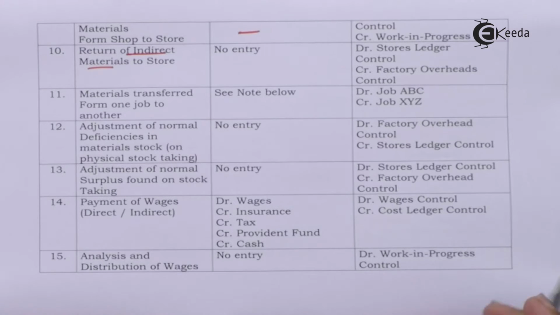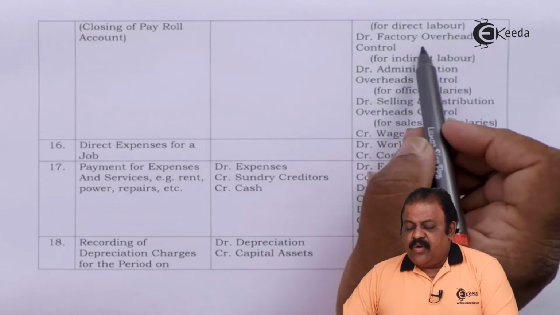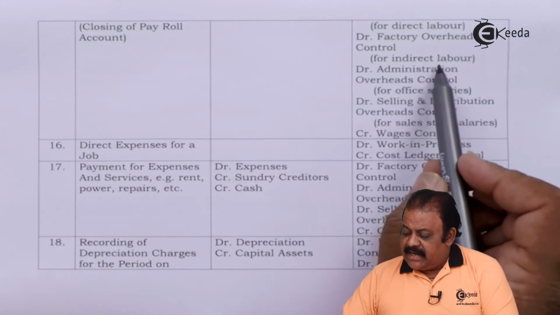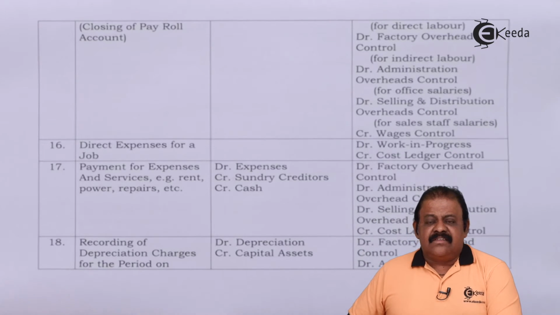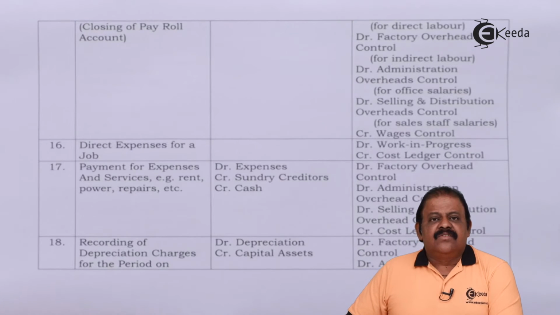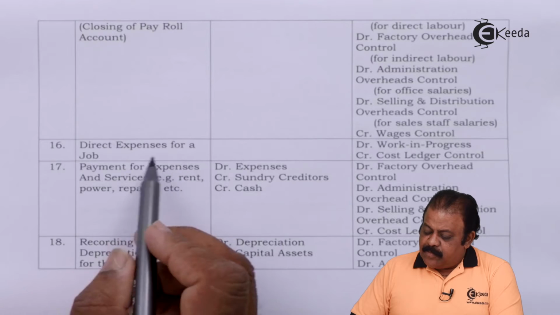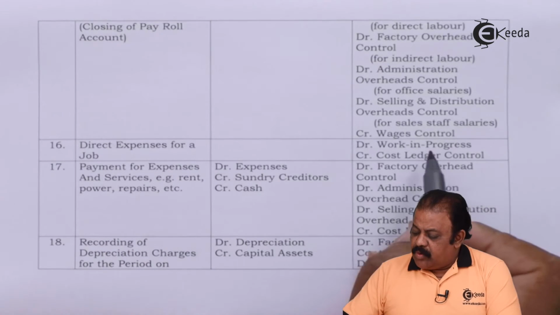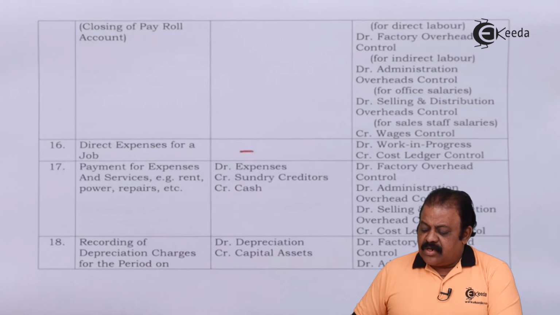In cost book, the entry will be work in progress control account debit for direct labor, factory overheads control account debit for indirect labor, administration overheads control account debit for office salaries, selling and distribution overheads control account debit for sales staff salaries, to wage control account. Direct expenses for job, work in progress account debit to cost ledger control account. There is no need of entry in financial book.